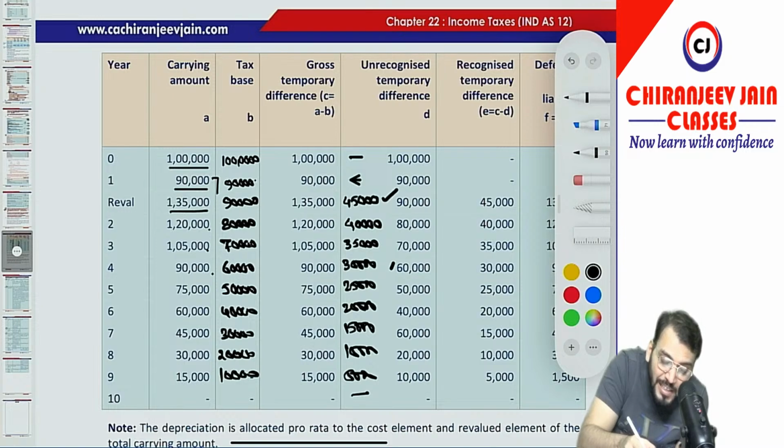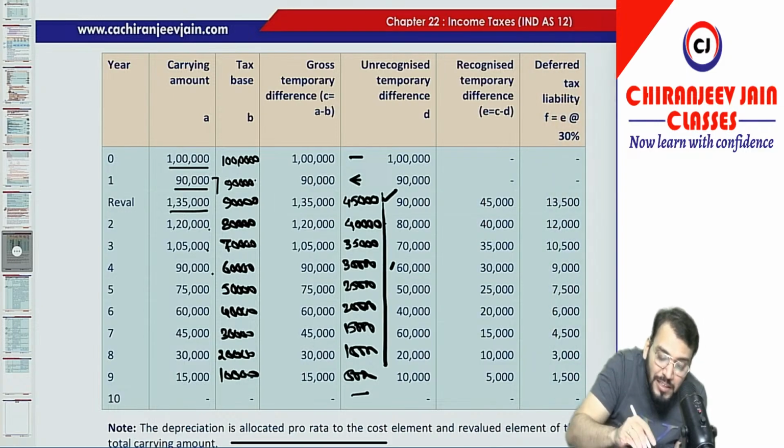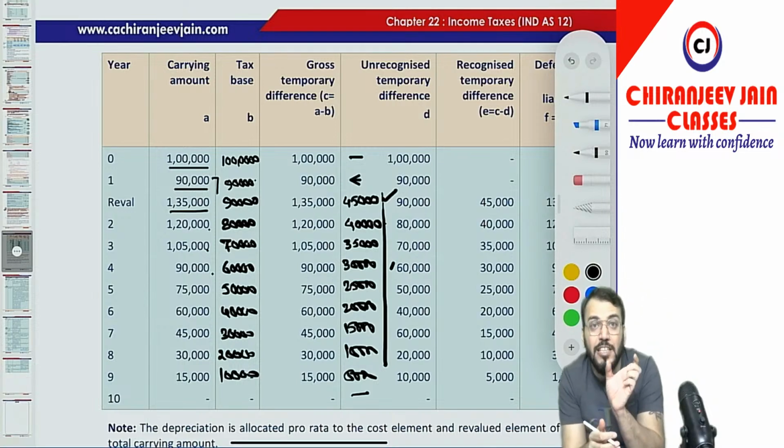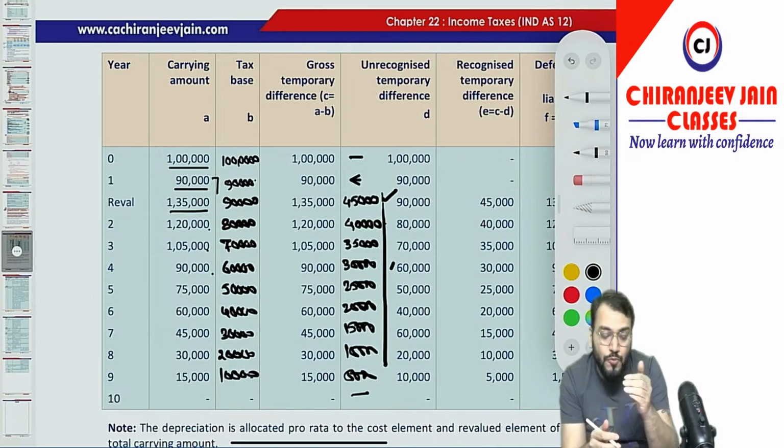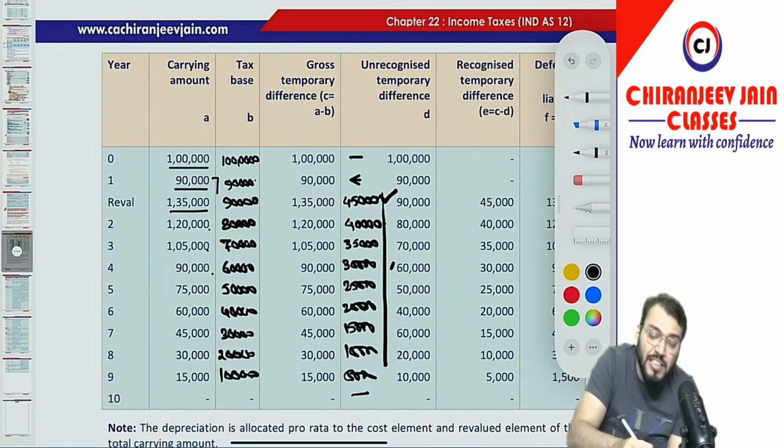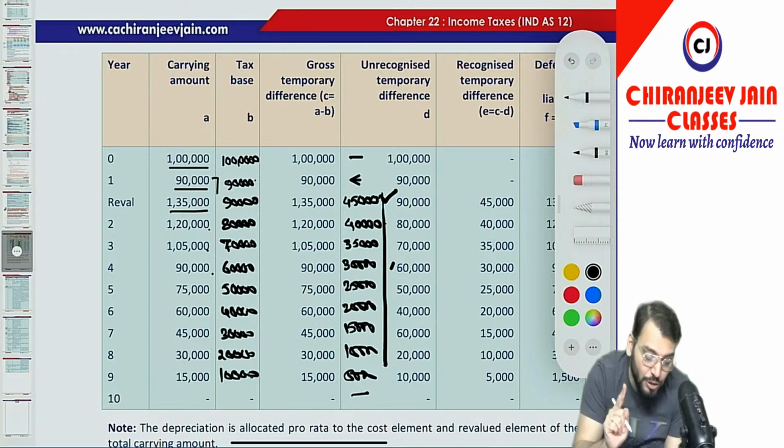And this will be the DTL created, and then you can create DTL on this. Whatever DTL is reducing, with that amount DTL will be reversed. Understood? So first you are creating DTL, then after that every year DTL is going to reverse. Correct now. So DTL creation you will do from OCI, but reversal you will do from PL. That you need to understand.